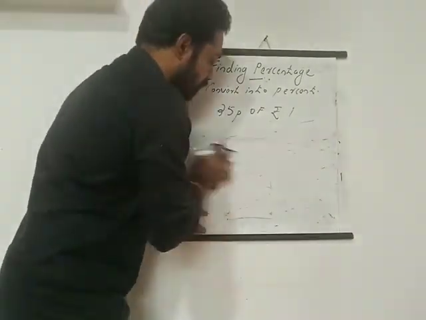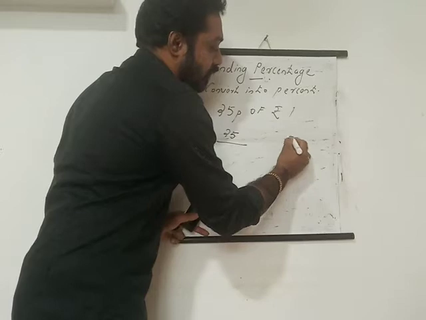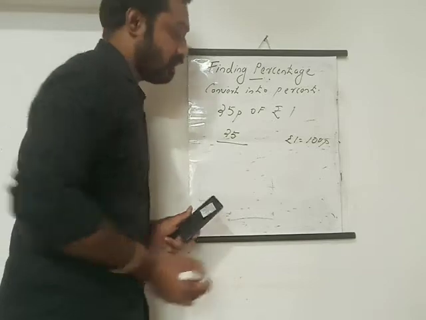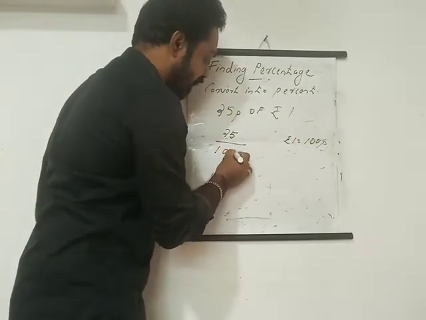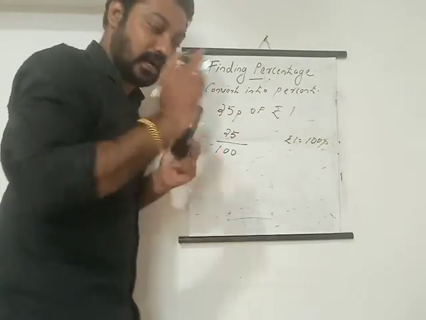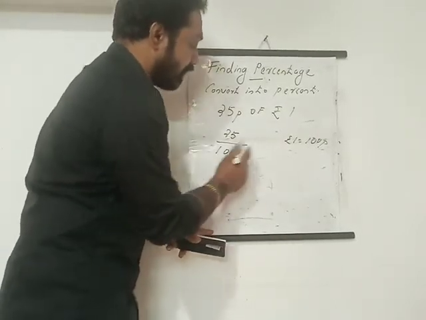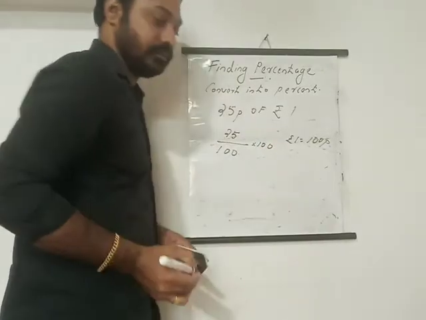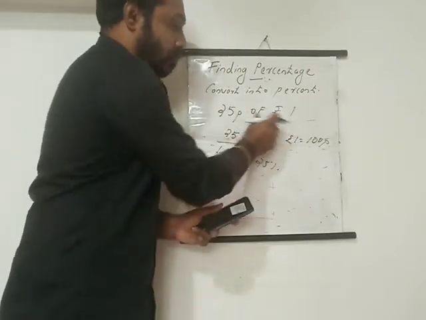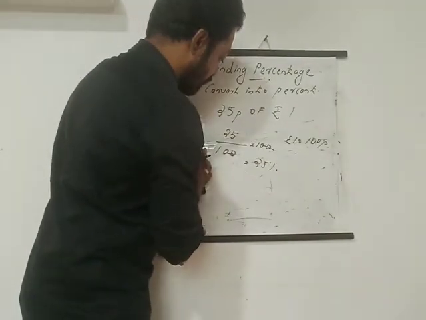Understand? That is very easy. 25 paise divided by rupees 1, how many paise? In 1 rupee, how many paise are there? You have to know that 100 paise means 1 rupee. Both must be in the same units. In the previous one it was in ml. If one is in ml and one is in liter, you can't do it; you have to convert into the same units. So 25 divided by 100 into 100, then cut it, and you will get 25 percent. In rupees 1, 25 paise is 25% of it.